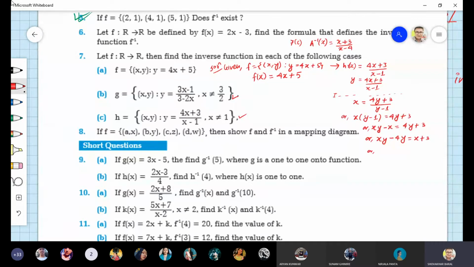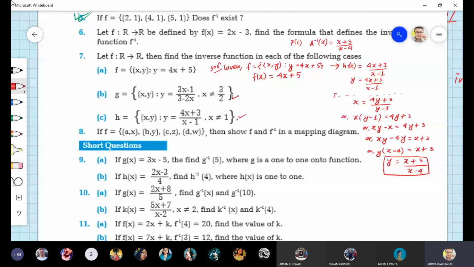I think your answer is correct, brother. Now let's take common y here. y times (x minus 4) is equal to x plus 3. So y is equal to (x plus 3) divided by (x minus 4). Is this the answer? Yeah, you got the correct answer, Sunam. Congratulations. I hope all of you got this solution.